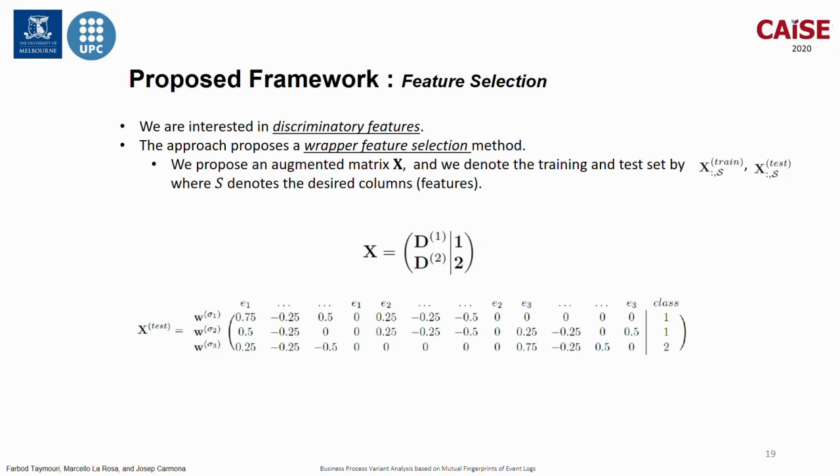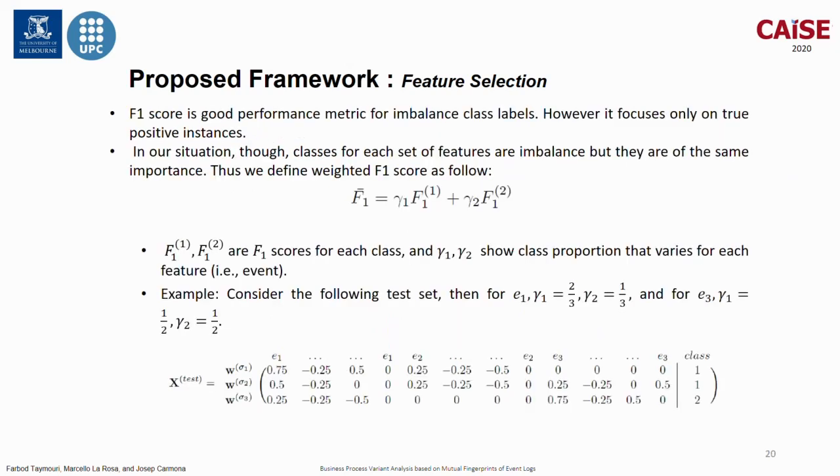First, we create an augmented matrix X with two labels that denote the process variance. We can divide this matrix into the training and the test set accordingly. In this notation, S shows a subset of features. We say that a set of features is discriminatory if a person trains a classifier with it, and the model provides acceptable performance on test data according to some criteria.